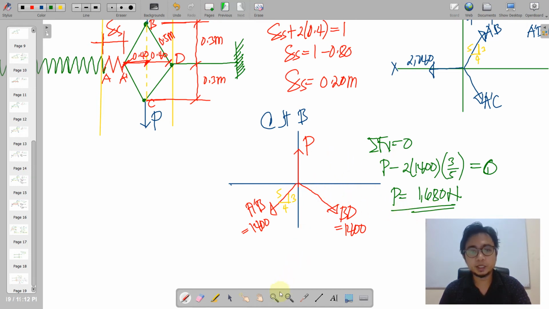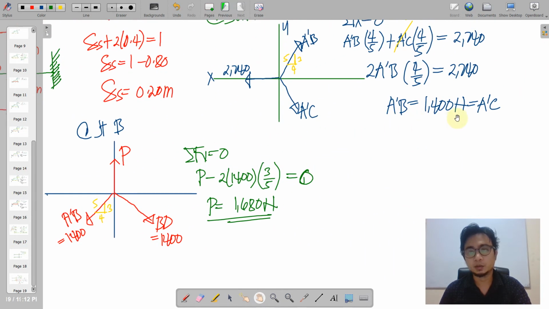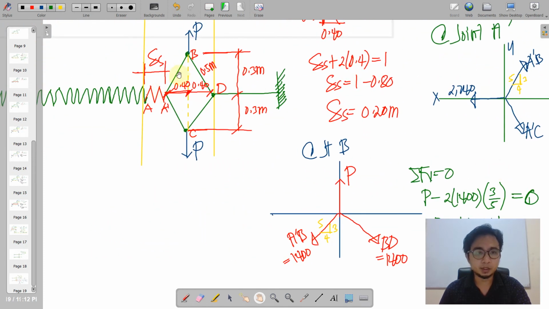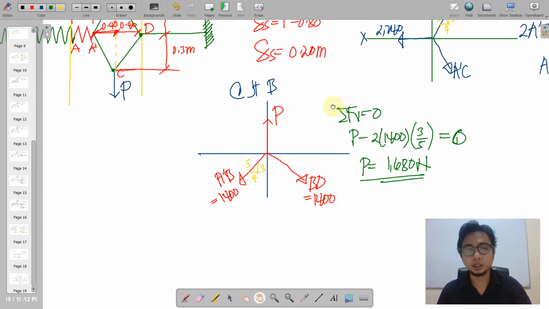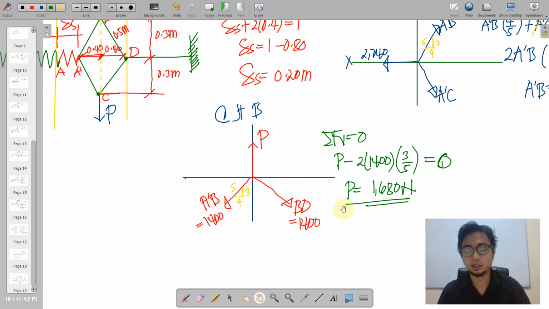And the force acting on each wire is just what we obtained a while ago, that is 1,400. So A prime B, this one, 1,400, and this one is also 1,400. This is also 1,400, and that is also 1,400. We have seen that in the joint method. Okay, so finally P is 1,680 Newton. So this is for this problem. Okay, so let us have another one.